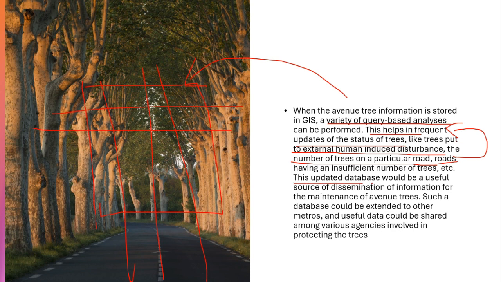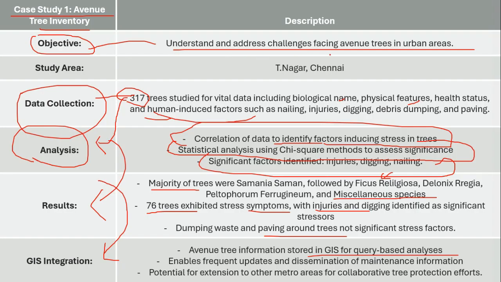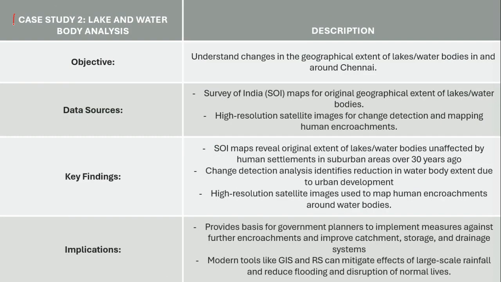This updated database would also be a useful source for dissemination of information for the maintenance of avenue trees. Such a database could be extended to other metros and useful data could be shared among various agencies involved in protecting the trees. So here we have seen how GIS is contributing to understand and address challenges facing avenue trees in urban areas. Now the next case study is lake and water body analysis.